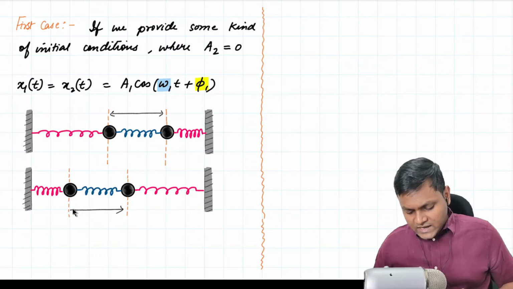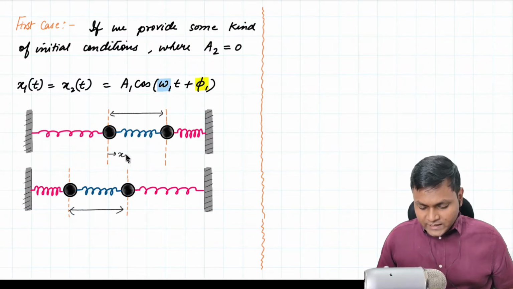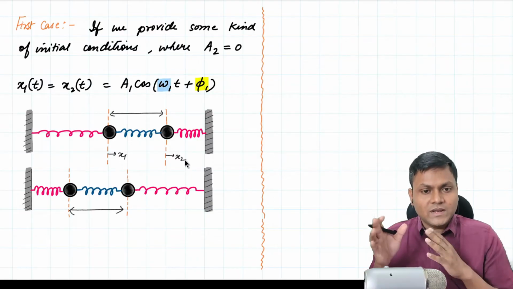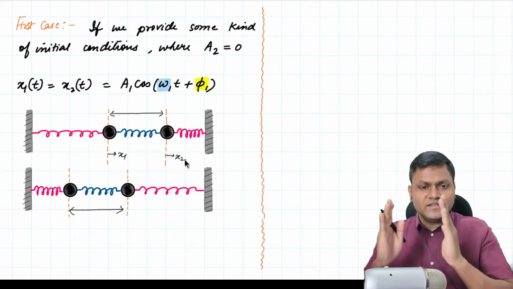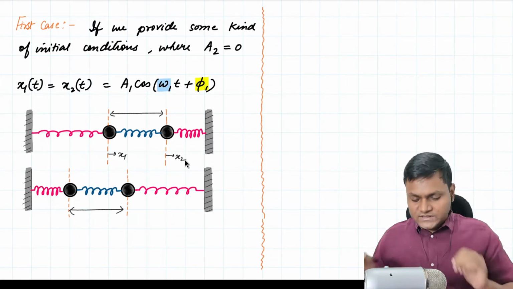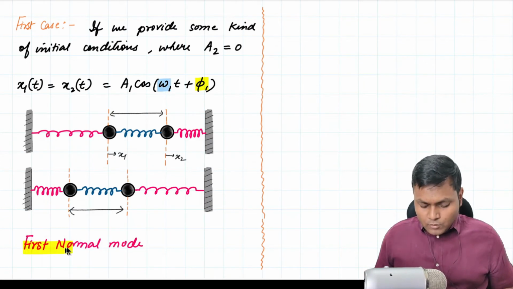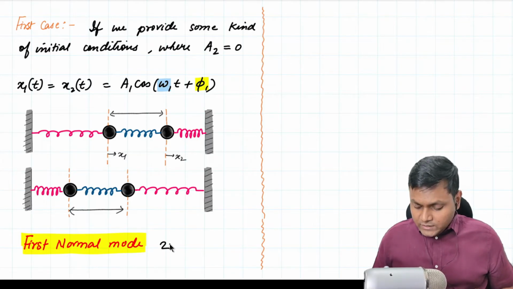This inner spring is unstretched, and both the masses and their extensions associated with x1 and x2 are in phase and exactly equal at any given point in time. They are both oscillating with the same frequency and the same constant phase difference of 0. This is known as the first normal mode. The first normal mode is characterized by the entire system executing simple harmonic oscillations of the same frequency, a constant phase difference of 0, and the same amplitude.